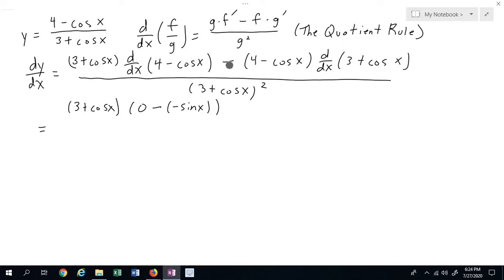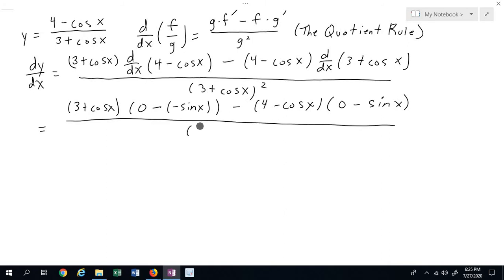Then here you subtract 4 minus cosine of x times the derivative of this function. Again, you find the derivative of the first term and add the derivative of the second. The derivative of the first is 0, since it's a constant, and then plus the derivative of cosine, which is minus sine. So plus minus sine, and I'm just going to write that as minus sine. Then all of this is divided by 3 plus cosine of x squared.